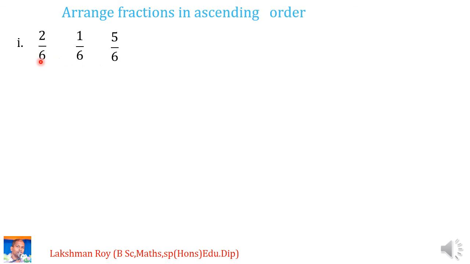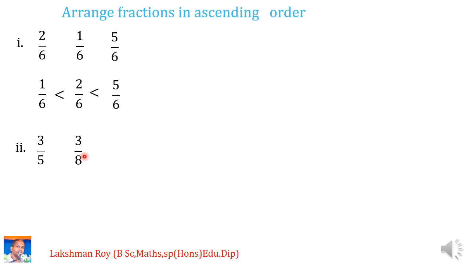Now you see the denominators 6, 6, 6 are the same. Denominator same means you can compare these fractions using the numerator. The smallest numerator is the smallest fraction. Here the smallest numerator is 1, so that is the smallest one. Then bigger is 2, that means 2/6 is bigger. Then the biggest one is 5/6. So you can put the inequality symbols this way. See another example.